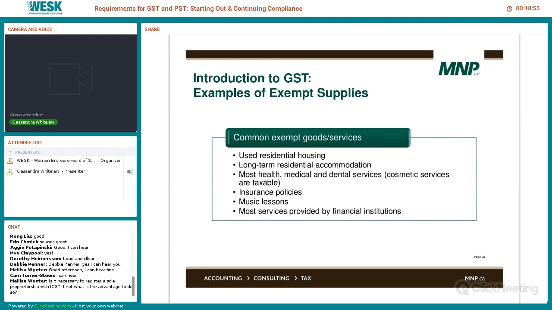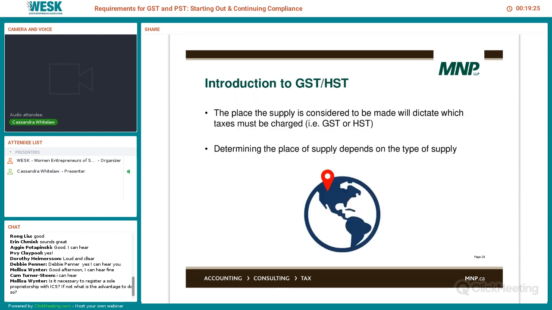The last category is exempt supplies. These are things such as used residential housing, long-term residential accommodation, the majority of your health, medical, and dental services, although cosmetic services still remain subject to GST. Insurance policies and most services provided by financial institutions will also be exempt from GST. And so once again, no tax when you're billing your customers, but also you can't claim the input tax credits.